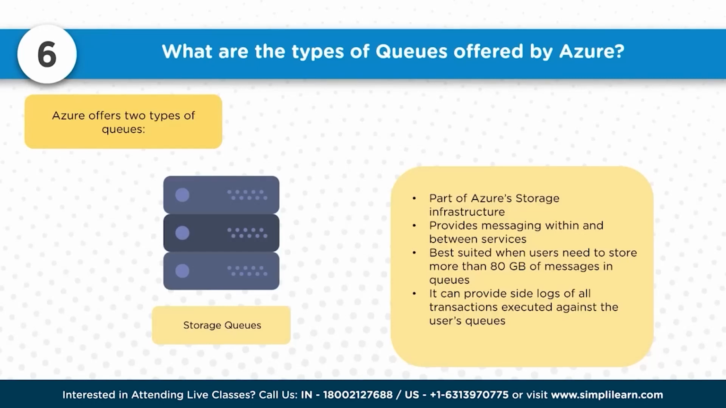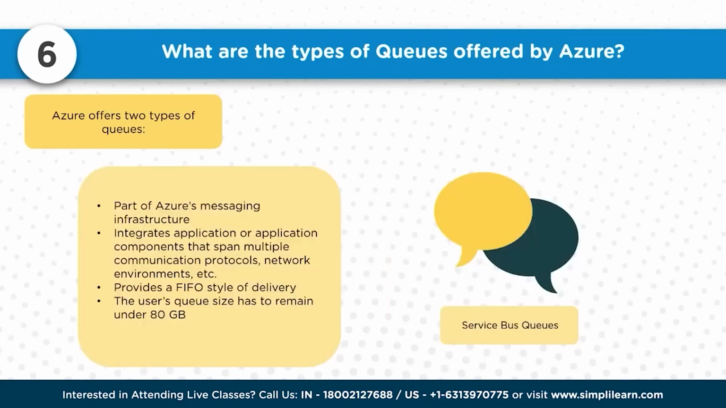It follows the pub-sub model, or a pub-sub messaging infrastructure, and it's best suited for users that need to store more than 80 gigabytes of messages in the queue. It can provide logs for all the transactions executed against the user's queue. So that's what we get with storage queue. And on the other hand, service bus queue.